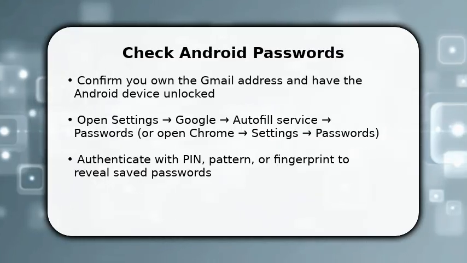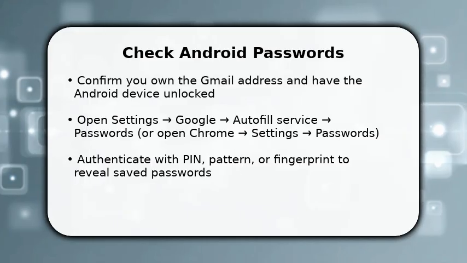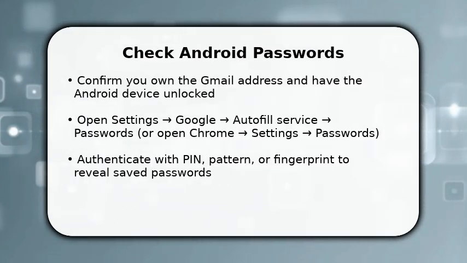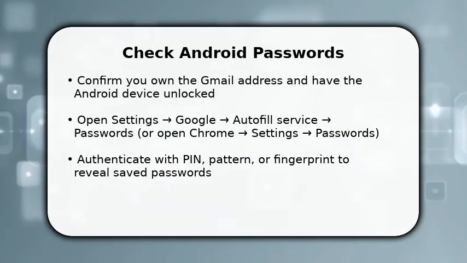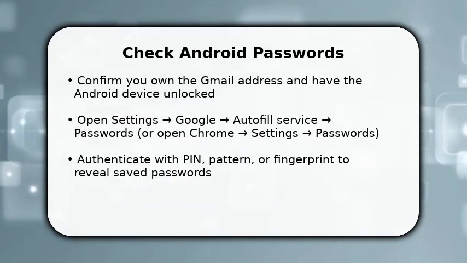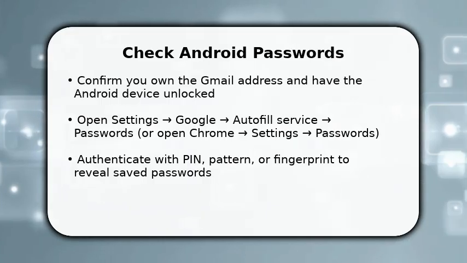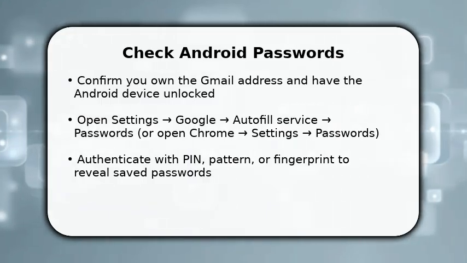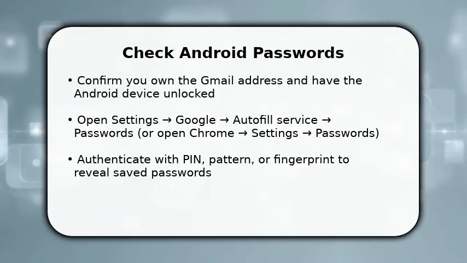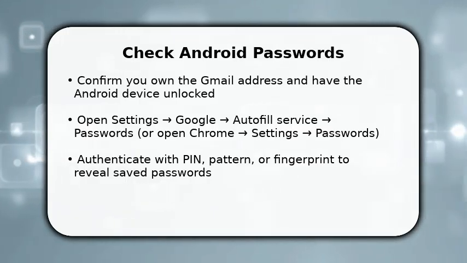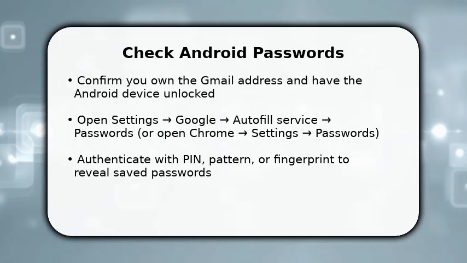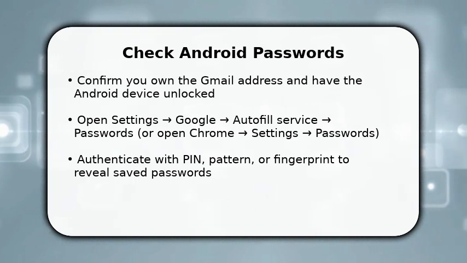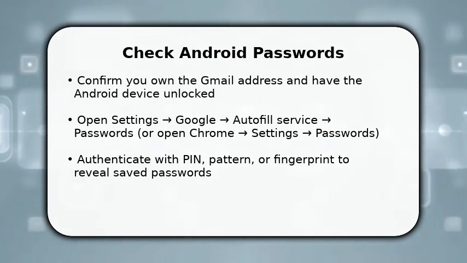Start now. Make sure you own the Gmail account and your Android is unlocked and online. Open Settings, tap Google, then Autofill Service and choose Passwords. Alternatively, open Chrome and go to Settings, right arrow Passwords. When you find the entry for your Gmail address, tap it and authenticate with your device PIN, pattern, or fingerprint. Once authenticated, the saved password field will be revealed. You're checking locally saved credentials first because this is fastest and keeps control on your device.